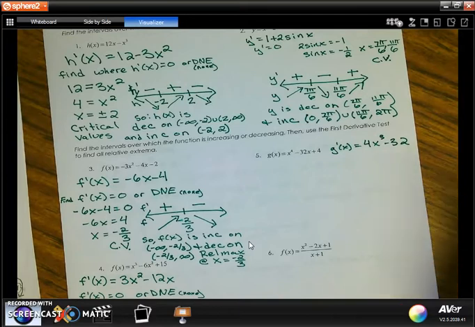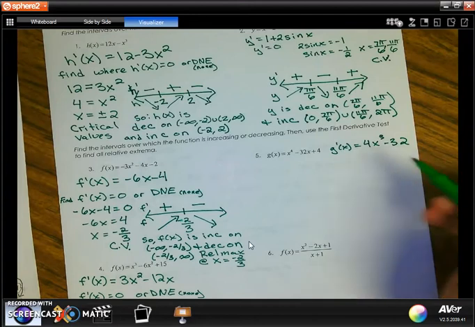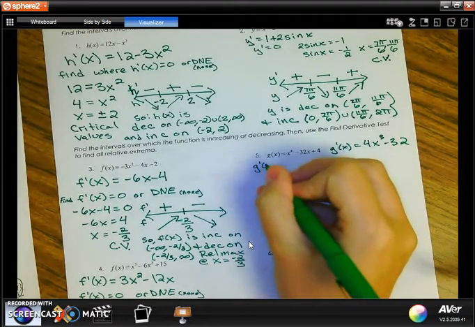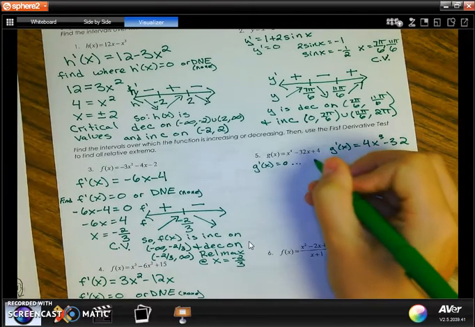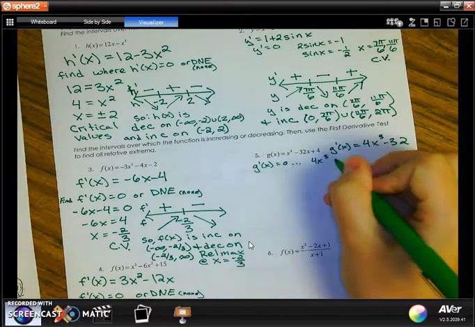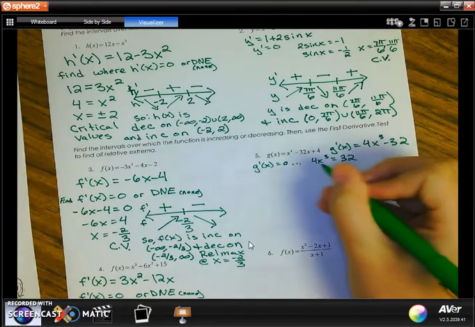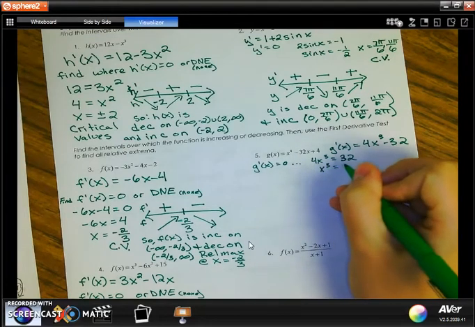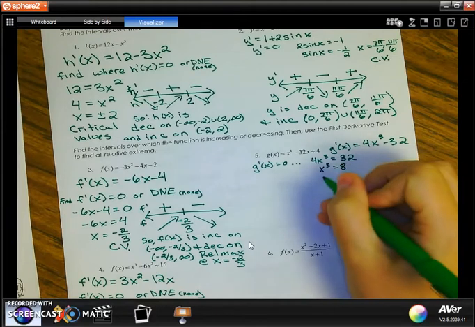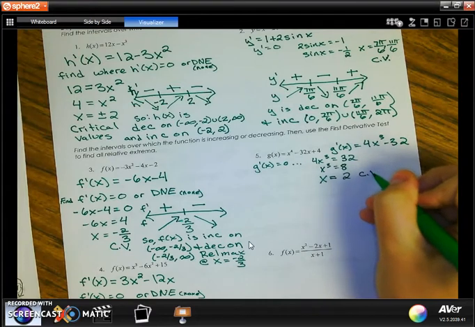So I take that, and I want to set it equal to 0. Again, I don't need to worry about where this one does not exist, because that's going to exist everywhere. So by setting the derivative equal to 0, I don't even need to factor. I could just move the 32 over, so you're going to get 4x cubed equals 32. Divide both sides by 4, and you get x cubed equals 8, and that is going to give you that x equals 2. And again, that 2 is called your critical value.